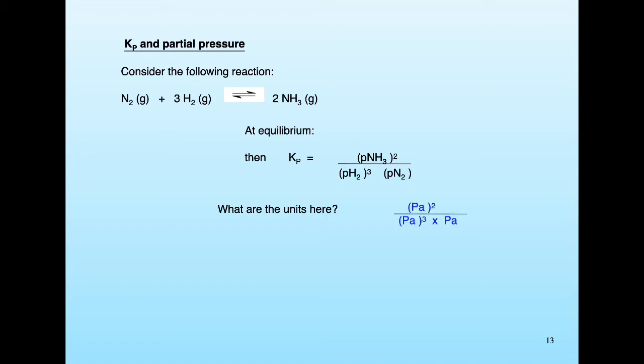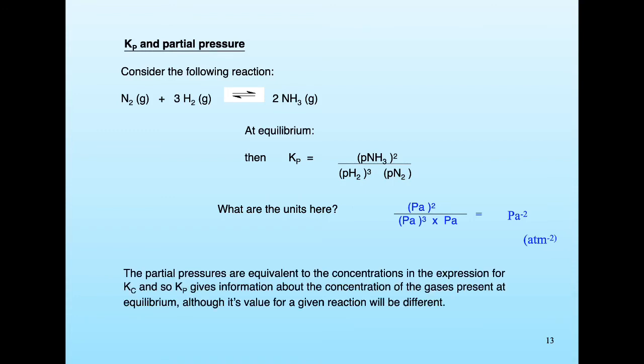So in the numerator, we've got pascals squared. In the denominator, we've got pascals cubed times pascals. So that gives us 2 residual pascals in the denominator, sorry. So the units would be pascals to the minus 2. If we'd been using atmospheres, it would have been atmospheres to the minus 2.